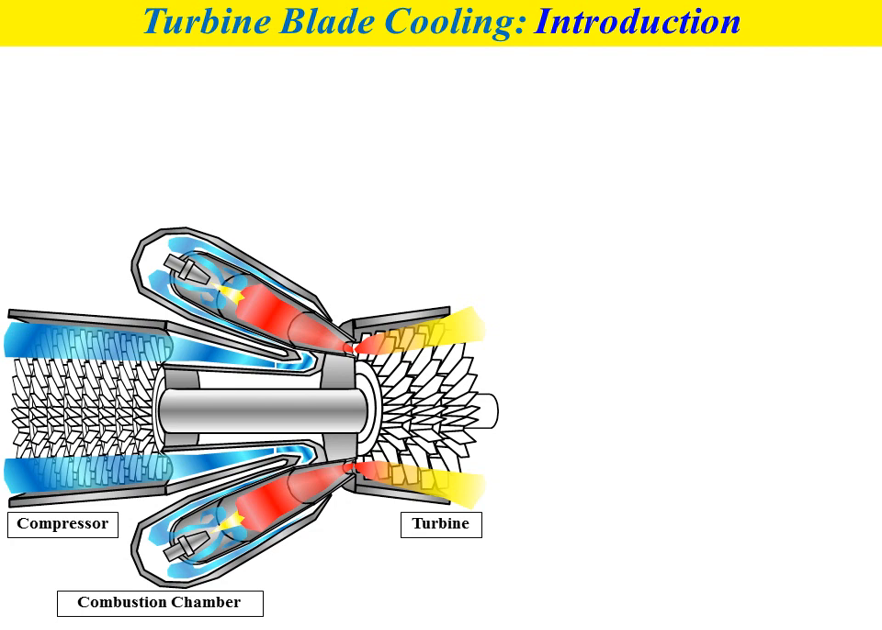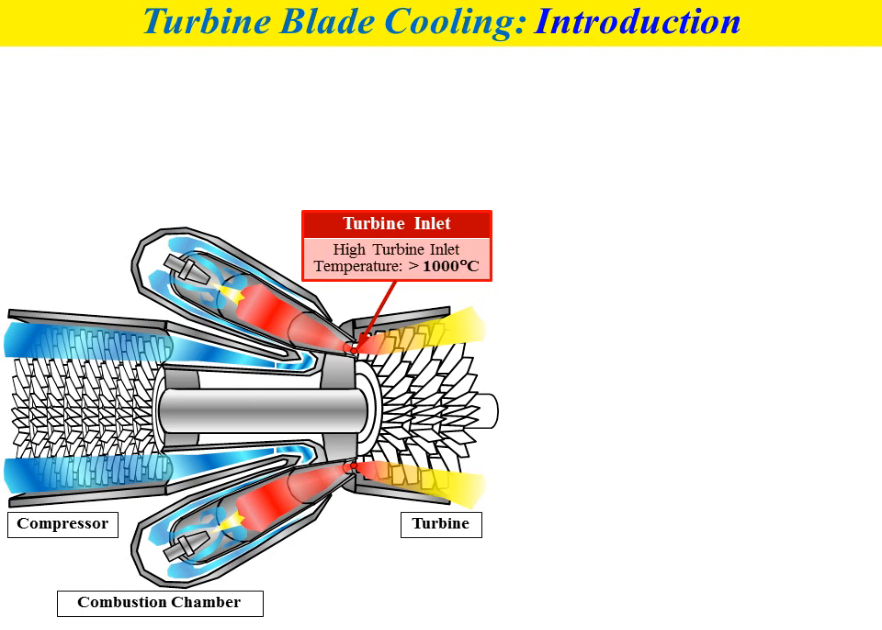So the important point location when we discuss the turbine blade cooling system is the turbine inlet condition, where we know that due to the combustion process, this point, which is referred to as the turbine inlet, is the hottest point with the highest temperature in the turbine. In terms of temperature, the value can be greater than 1000 degrees Celsius.